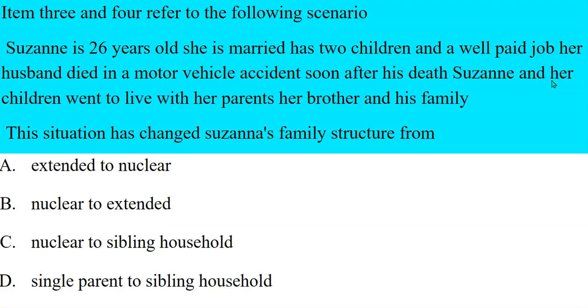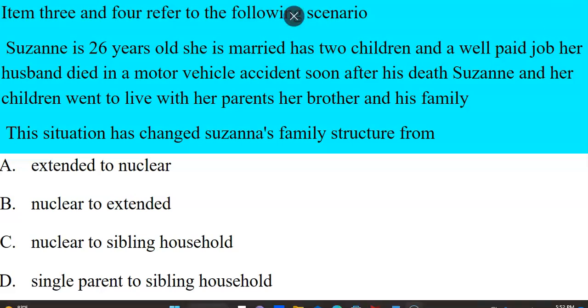Question 3, items 3 and 4 refer to the following scenario. Susan is 26 years old. She's married, has 2 children, and a well-paid job. Her husband died in a motor vehicle accident. Soon after his death, Susan and her children went to live with her parents, her brother, and his family. This situation has changed Susan's family structure from, what is the answer to question 3? Definitely letter B, from nuclear family to an extended family.